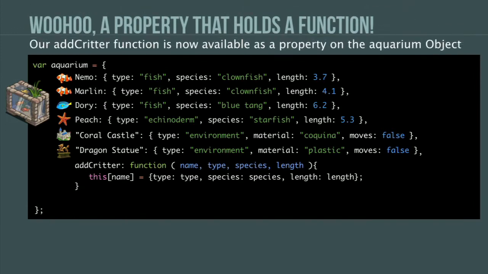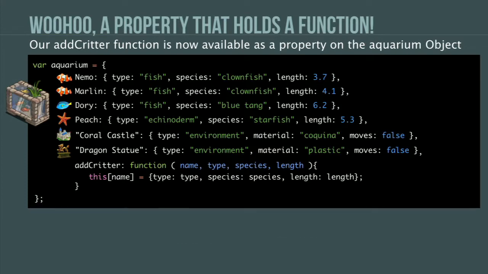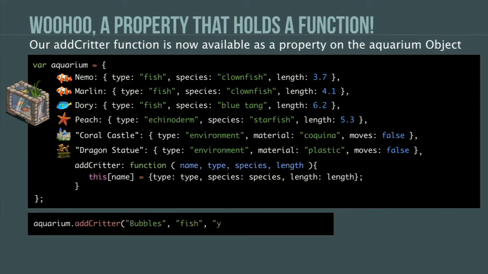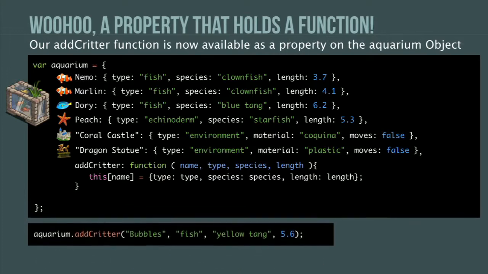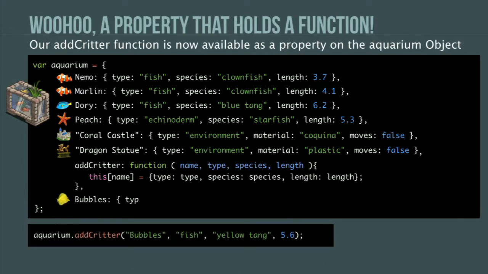Sweet, we got a property that holds a function, awesome. And now it's available as a property on the aquarium object. So let's go ahead and add a creature. Let's add a yellow tang called Bubbles. If we pass in the name Bubbles, which we know is a fish, and the kind of fish is a yellow tang, the species, and its length is 5.6. We just call the function just like referencing any other property in aquarium, but in this one, we put up a set of parentheses for parameters and pass in the information. And here comes Bubbles. Drops into the aquarium, and we have all of Bubbles' properties set correctly.